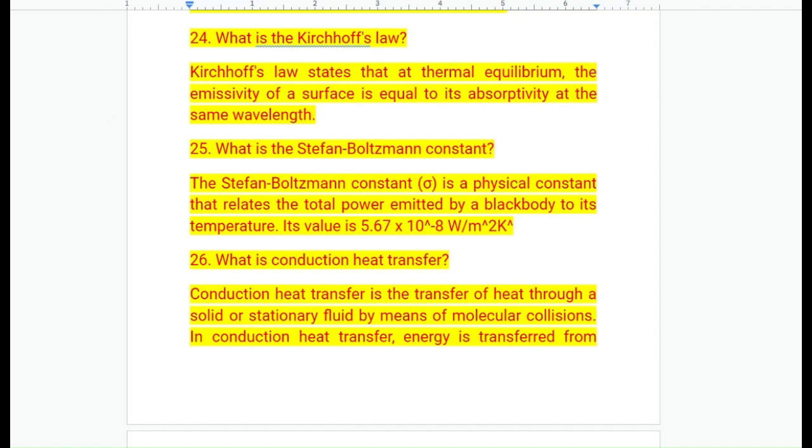25. What is the Stefan-Boltzmann constant? The Stefan-Boltzmann constant, sigma, is a physical constant that relates the total power emitted by a blackbody to its temperature. Its value is 5.67 x 10^-8 W/m²K⁴.